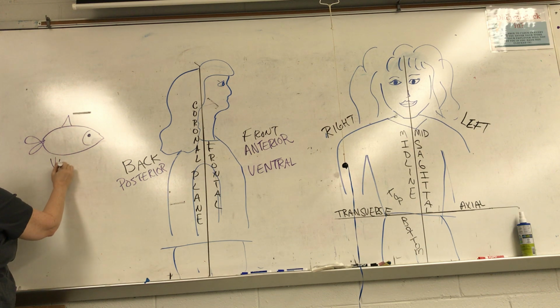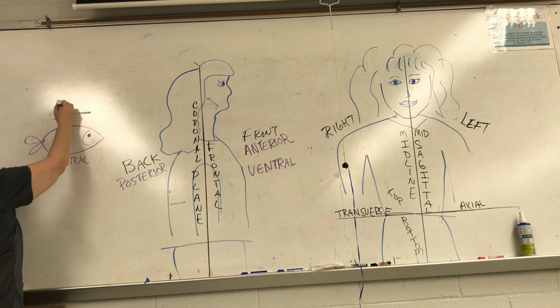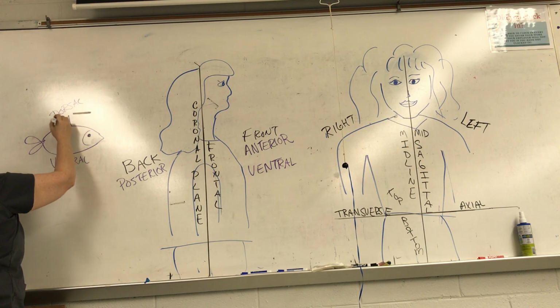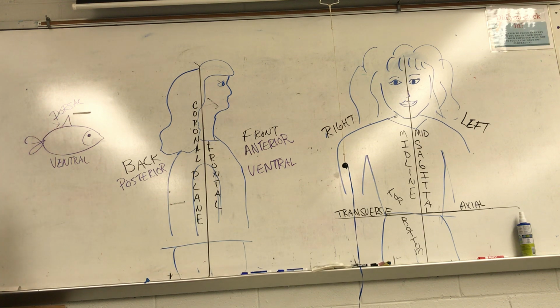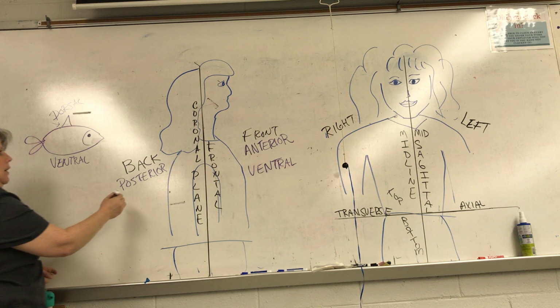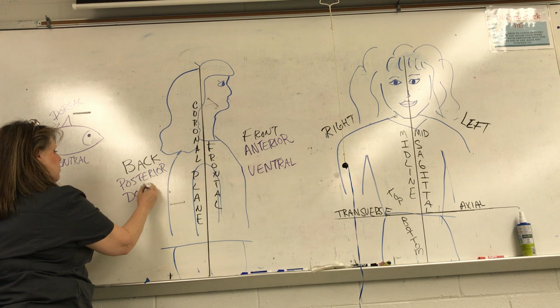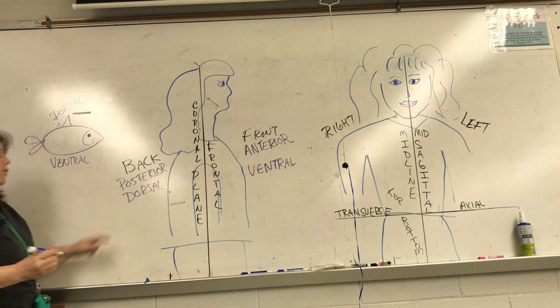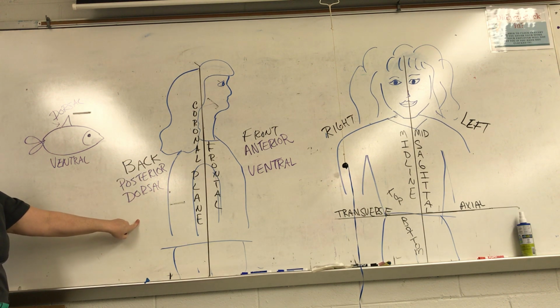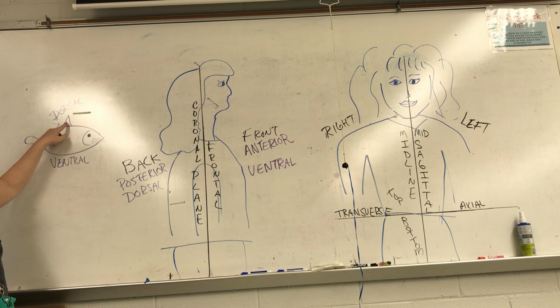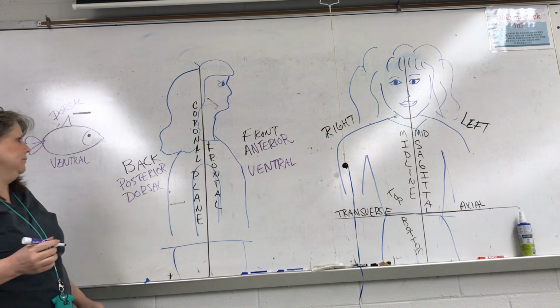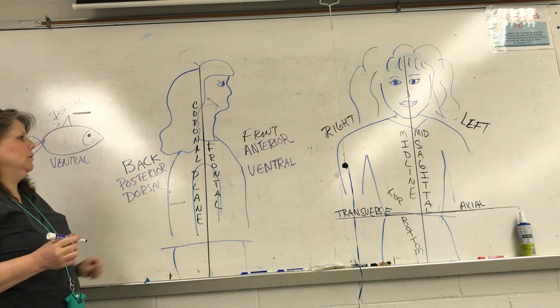So for the fish, they have ventral on the bottom, but on the top, they have dorsal. That's called the dorsal fin that's on the top. But we also refer to that as the back of the fish, right? So the opposite of ventral is dorsal. On a person, dorsal is the back. On a fish, dorsal is the fin, the top. So belly side, back side. Front, back, anterior, posterior.